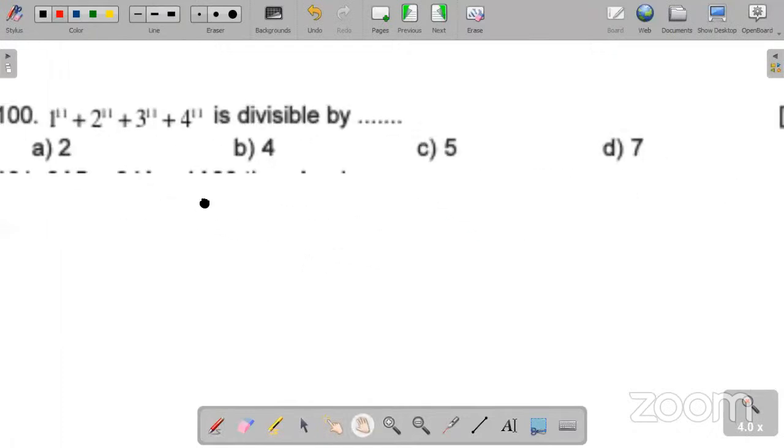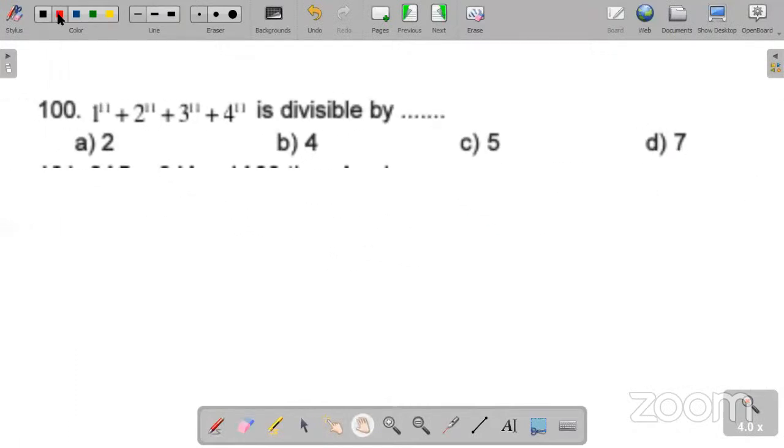See, this is the question. What does the question mean? 1 to the power of 11 plus 2 to the power of 11 plus 3 to the power of 11 plus 4 to the power of 11 is divisible by. So this is actually, 11 is an odd number.